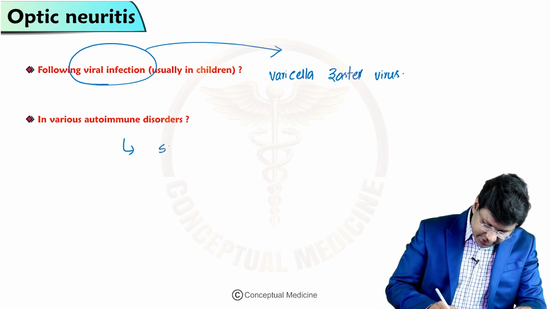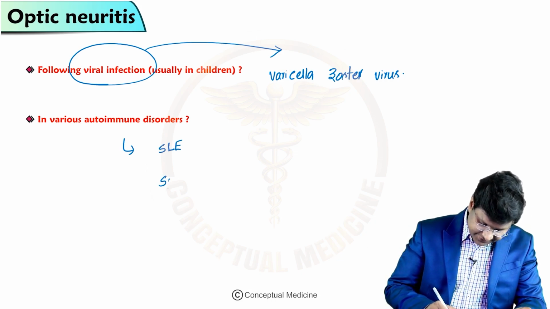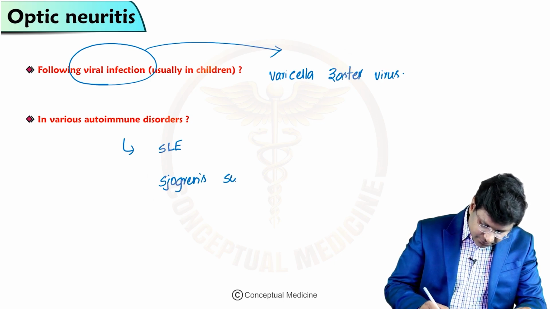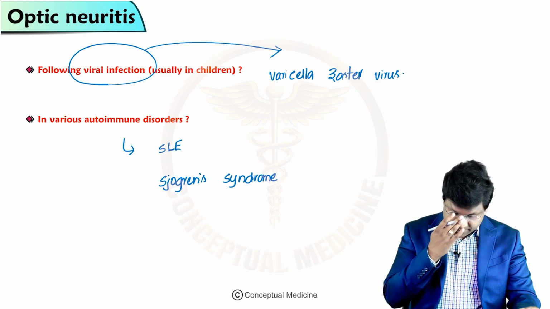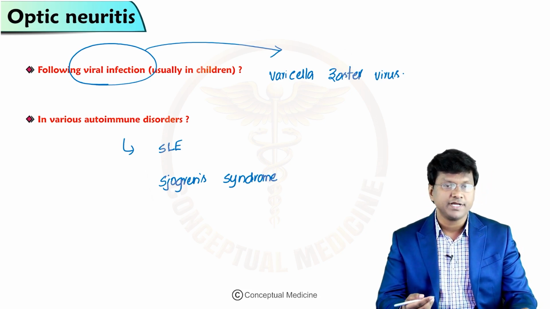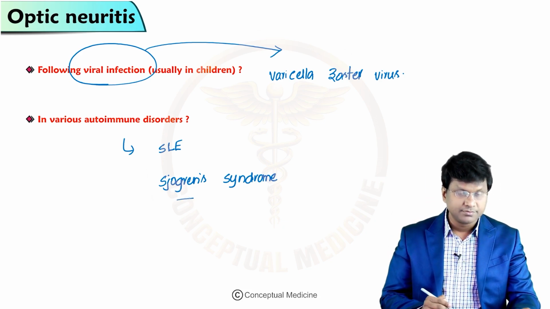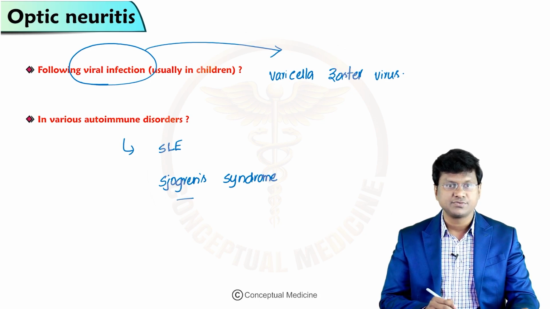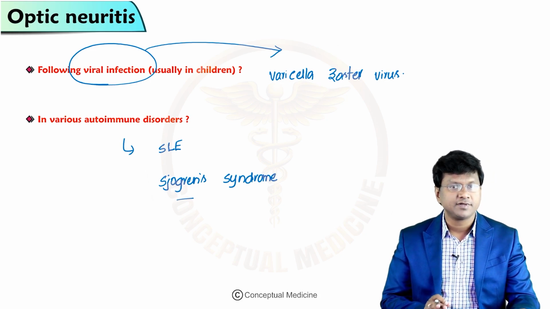these autoimmune disorders include systemic lupus erythematosus, then the next important etiology is Sjogren syndrome. In systemic lupus erythematosus, the autoimmune antibodies are anti-Smith and anti-dsDNA. In Sjogren syndrome, the antibodies are anti-Ro and anti-La. So these are the autoimmune disorders in which you can have the development of optic neuritis.